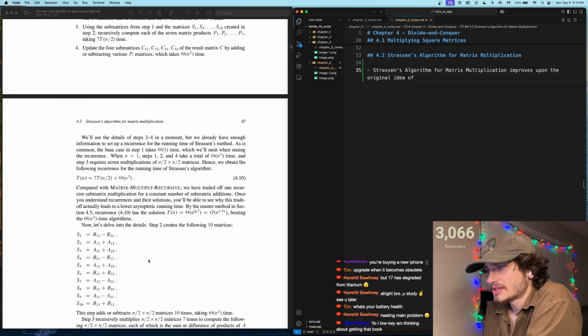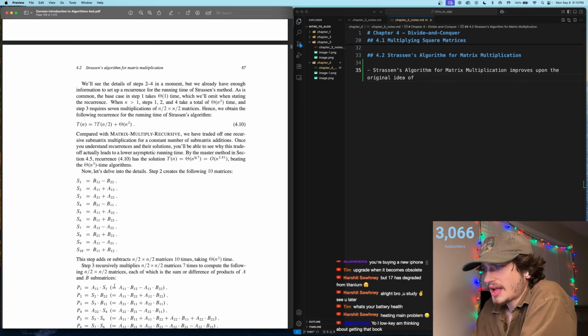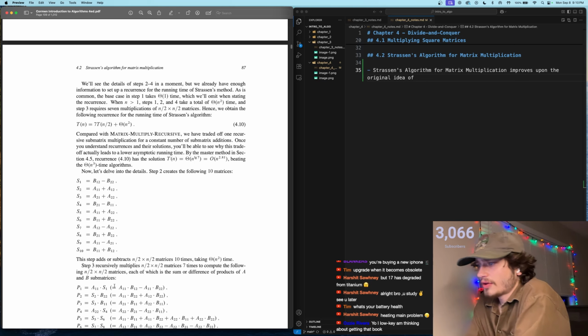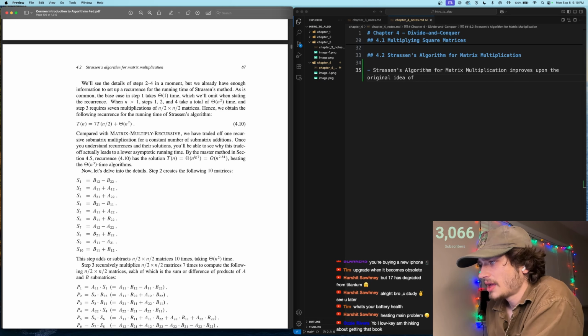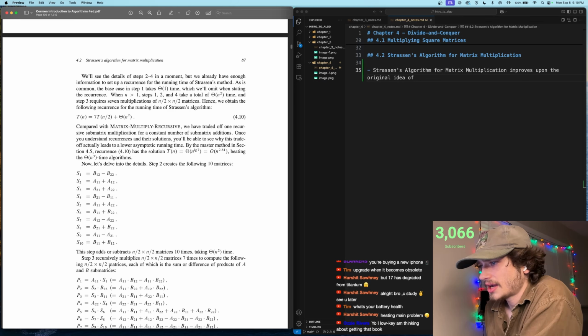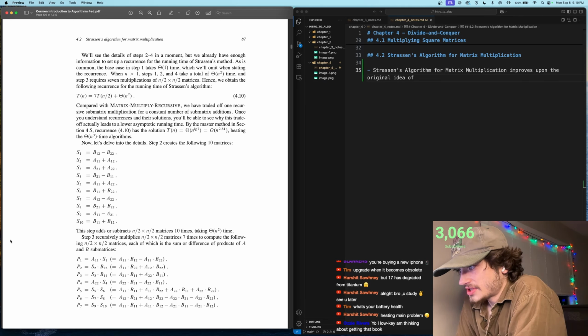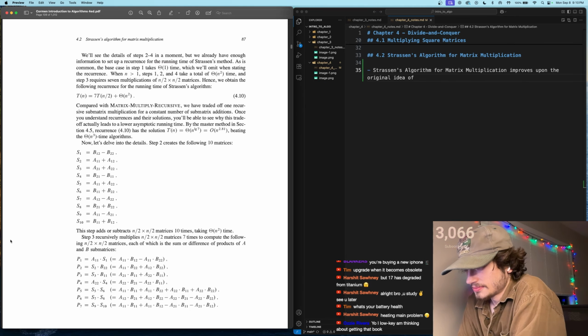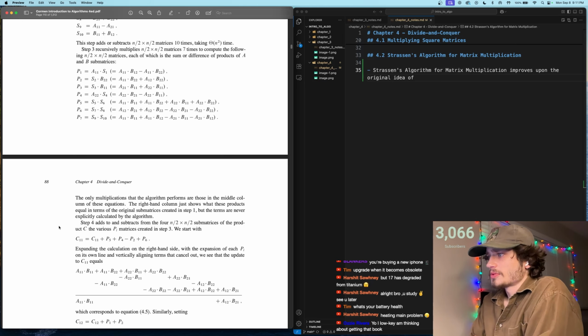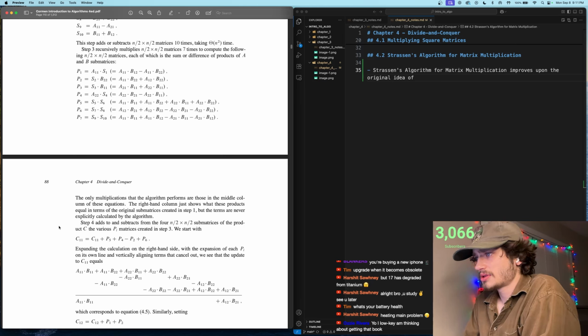Step 2 creates the following 10 matrices. This step adds or subtracts n over 2 by n over 2 matrices 10 times, taking theta n squared time. Step 3 recursively multiplies n over 2 by n over 2 submatrices 7 times to compute the following n over 2 by n over 2 submatrices, each of which is the sum or difference of products of A and B submatrices. The only multiplications that the algorithm performs are those in the middle columns of these equations. The right-hand column just shows what these products equal in terms of the original submatrices created in step 1, but the terms are never explicitly calculated by the algorithm.